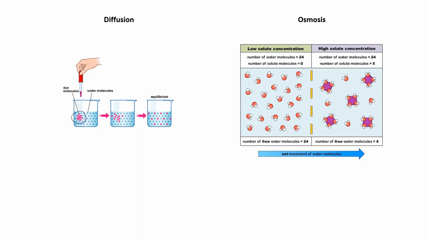And this is basically diffusion. It's a passive process whereby molecules will go from a high concentration to a low concentration. So basically what they're trying to do is establish some form of equilibrium.